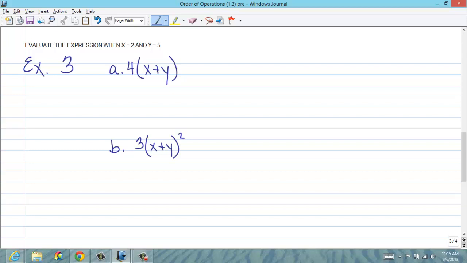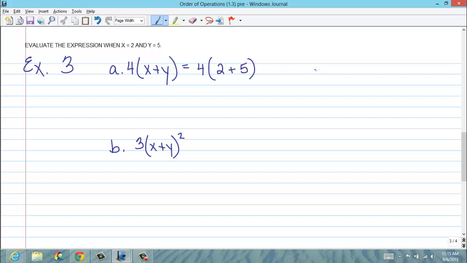Okay, so now we're going to evaluate variable expressions. We're going to evaluate the expression when x equals 2 and y equals 5. So what does that mean? Where I see x, I substitute in 2. Where I see y, I substitute in 5. So let's go to this first one here. This is going to become 4 times the quantity of 2 plus 5.